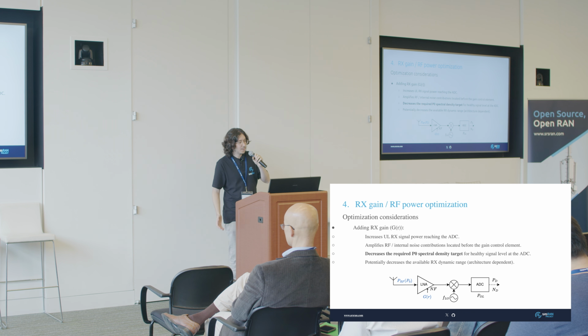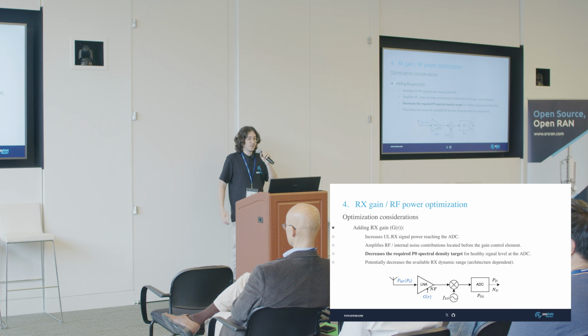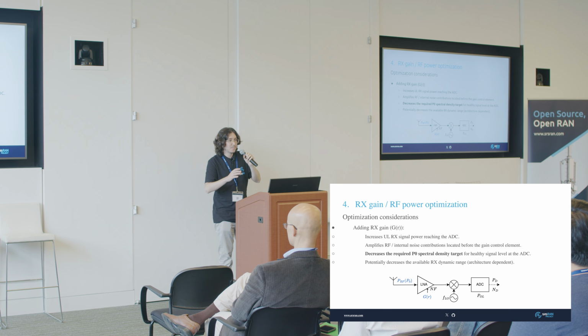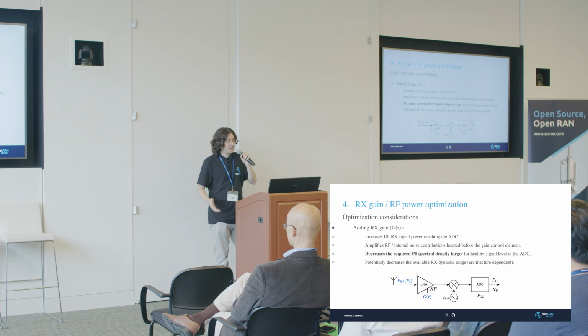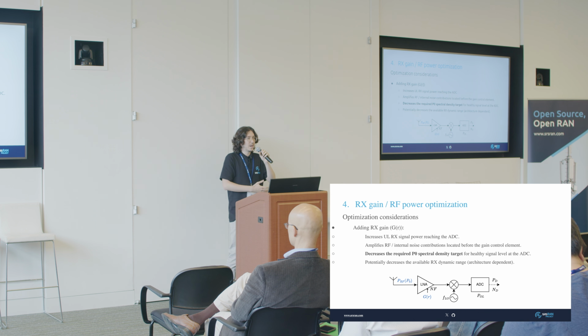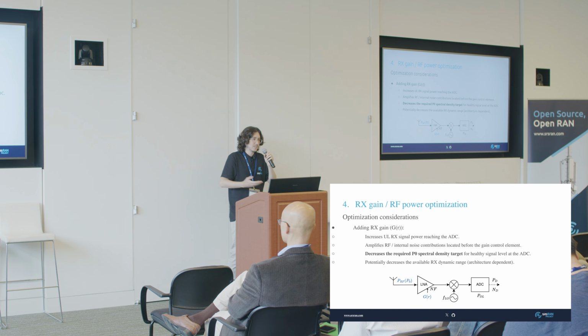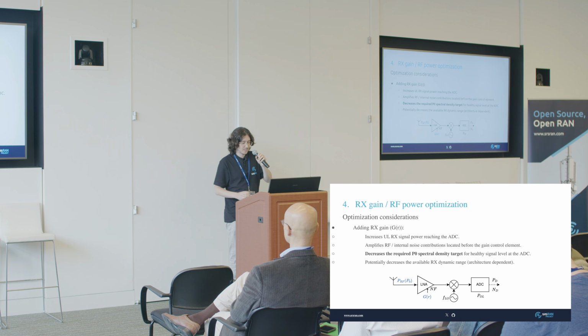Then increasing the receive gain also decreases the required P0 spectral density target for reaching the same level of signal at the analog to digital converter input. This makes sense because if I increase the receiver chain total gain, the level of power at the input can also be decreased to reach the same signal level at the output.